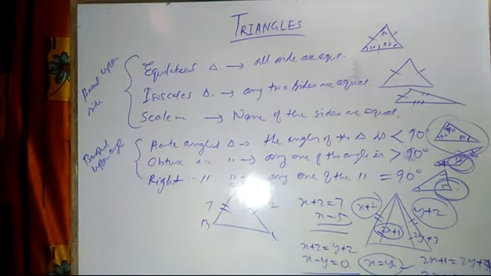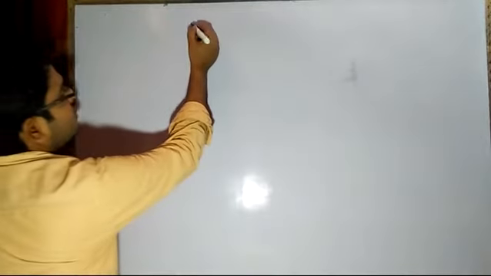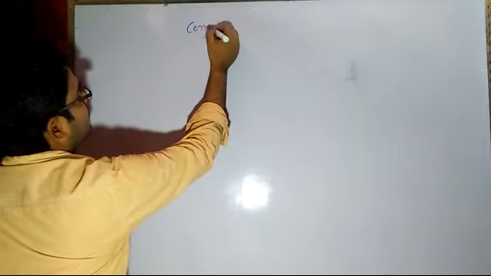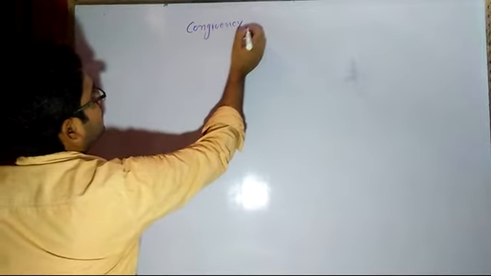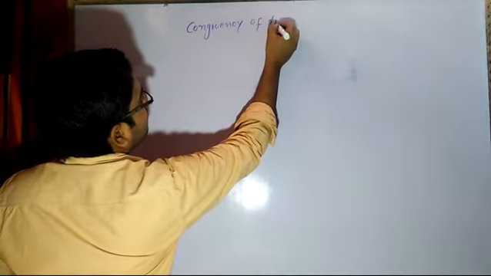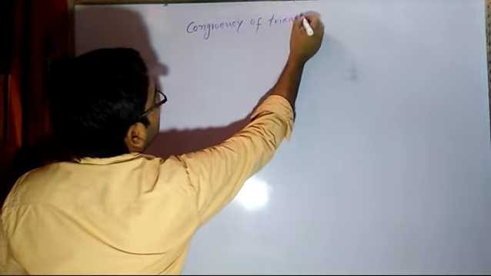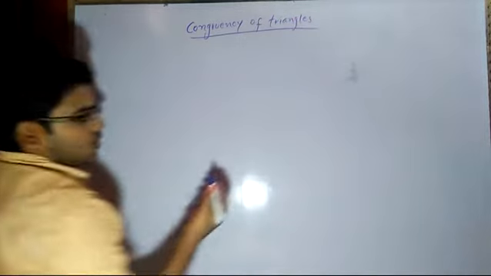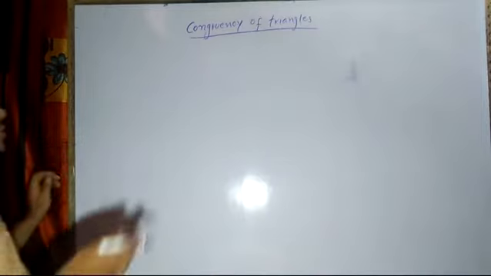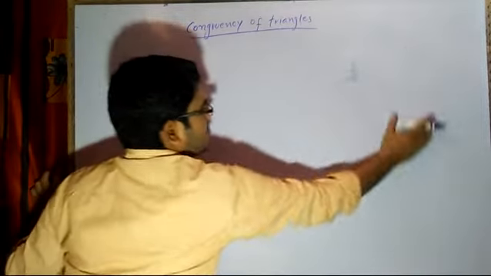Now I will be discussing the congruency of triangles, which we have already studied in class 8. Just here there are some changes in the numerical problems. The level of the questions is a bit higher than class 8. Now we are going to study congruency of triangles. In congruency of triangles, we have certain properties based upon which we can say that two triangles are congruent.